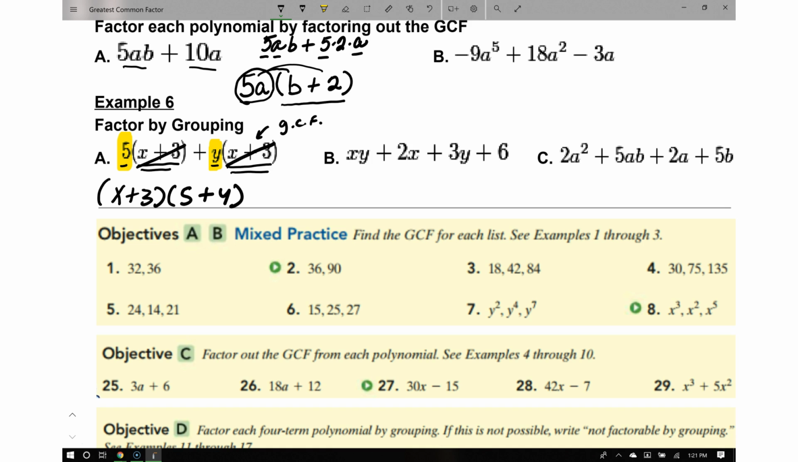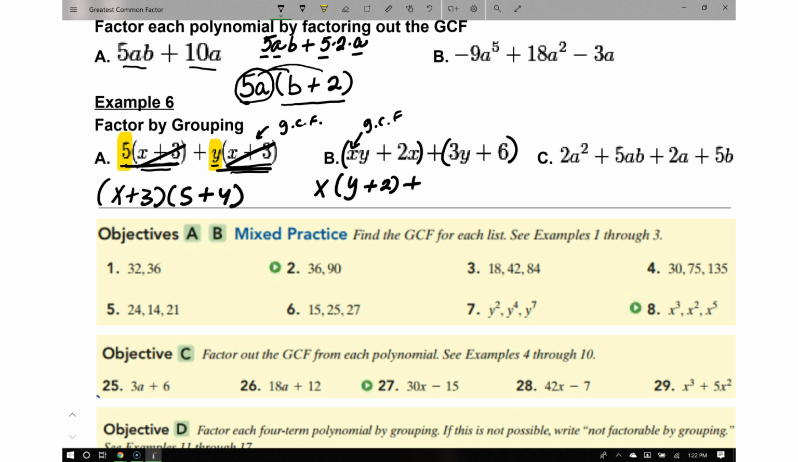And this is called factor by grouping. You notice that there's two groups here, and we factored out x plus 3. If we look at example B, we have xy plus 2x, and then 3y plus 6. So we're going to factor by grouping, and we have x times y plus 2 times x. So the greatest common factor is x. So we factor out the x, and we're left with y plus 2.